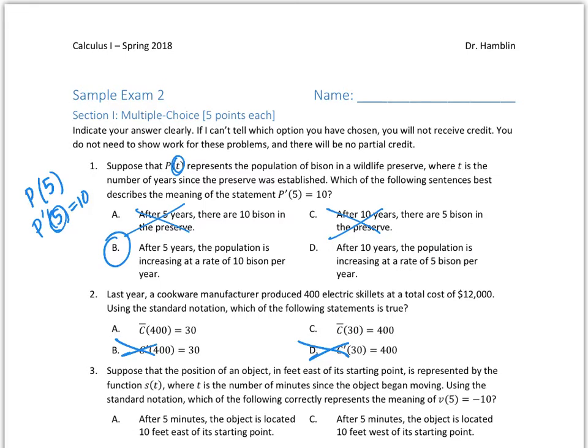So the only thing we could do with this information is think about average cost. Now if we take the $12,000 and divide it by the 400 skillets, that gives us $30 per skillet, and that's a statement about average cost. Now the only question is, do we write that as C bar of 30 equals 400 or C bar of 400 equals 30? But 400 is the number of skillets. So again, C of x would tell us the cost of producing x skillets, so C bar of x tells us the average cost of producing x skillets. And so our answer here is A.